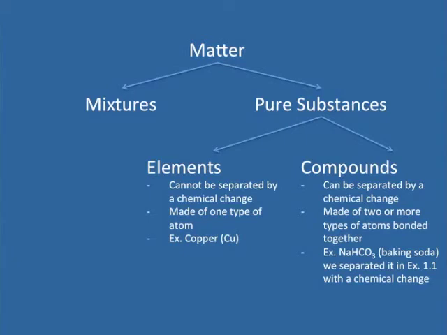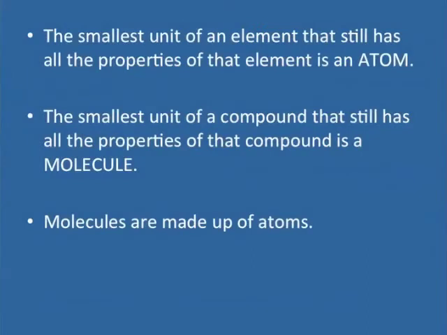Those are 4 different elements, but they're chemically bonded together. We can't separate them with a physical change, we have to separate them with a chemical change. And we did that in our very first experiment of the year when we took the baking soda and heated it, and we separated it into its various substances that made it up. So something that you can separate with a chemical change is called a compound.